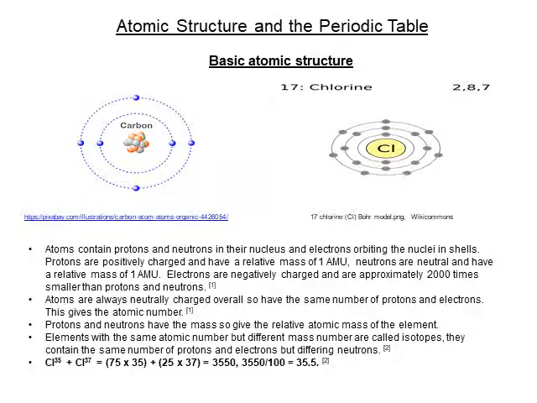Atomic structure in the periodic table. Part 1, basic atomic structure. Atoms contain protons, which are positive, neutrons, which are neutral, in their nucleus, and negative electrons orbit them in shells.